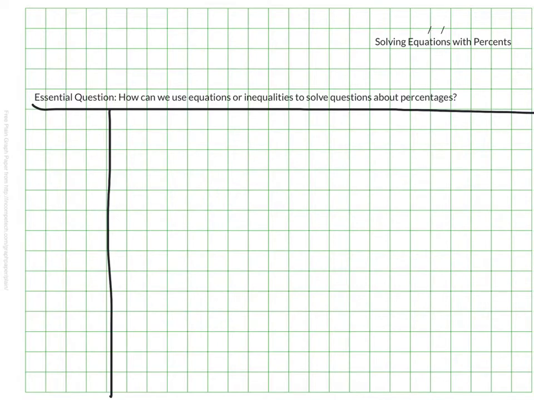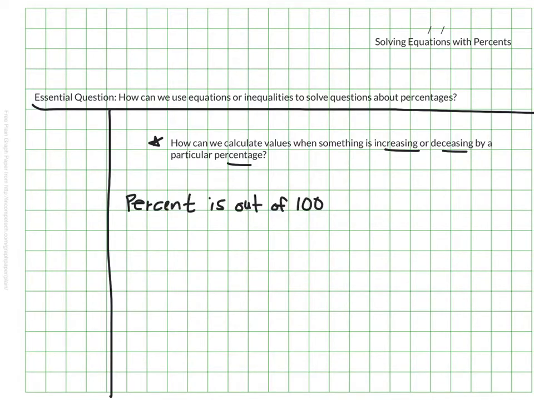Percentages appear in life all the time, but we're going to focus on one particular aspect about percentages today. And that focus will be when something is increasing or decreasing by a certain percent. And of course, first we need to remember that a percent means out of 100. So that means, of course, that 5% means 5 out of 100. But of course, we also can write that as 5/100ths. And that's the form that we're going to be using the most in this video today, this decimal form.